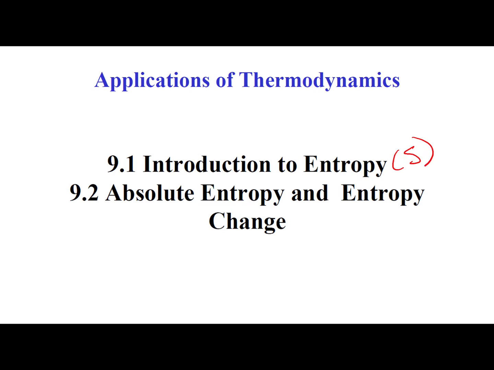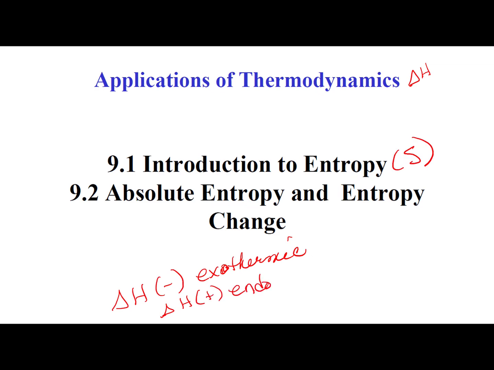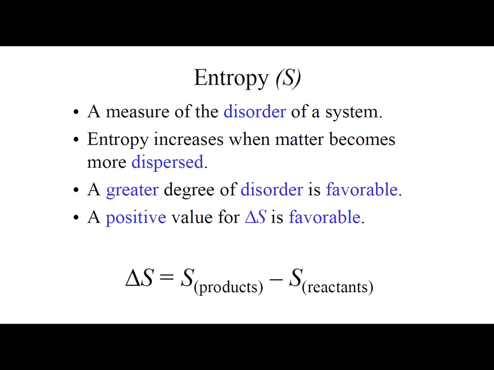And so if you remember from the thermo unit, we had met enthalpy, which is H or delta H. And if the delta H of a system was negative, the process was exothermic. And if the delta H of a system was positive, we had an endothermic reaction. So we're going to come back to that.